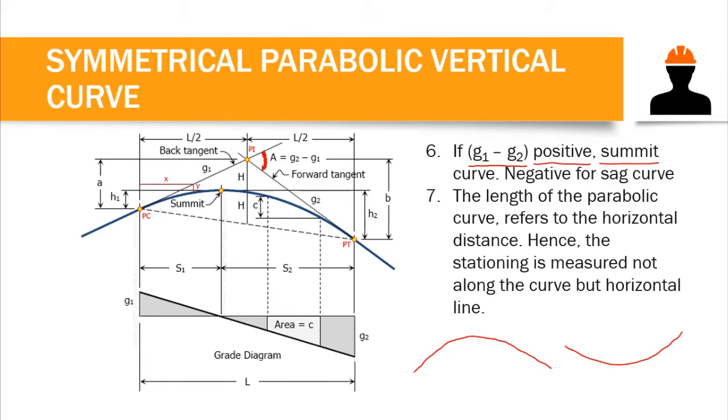of our parabolic curve. And the length of the parabolic curve refers to the horizontal distance. Hence, the stationing is measured not along the curve but along the horizontal line. Again, our length is always measured horizontally for a parabolic curve, and so is the stationing. So we always station our parabolic curve horizontally. These are some of the reminders when we are referring to a symmetrical parabolic curve.